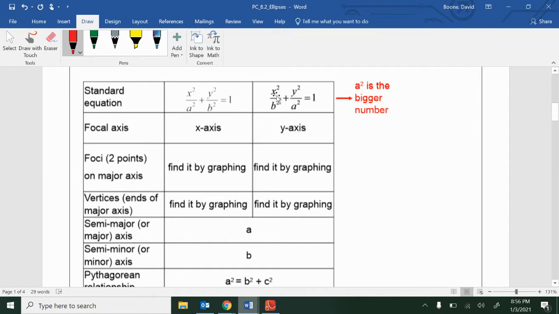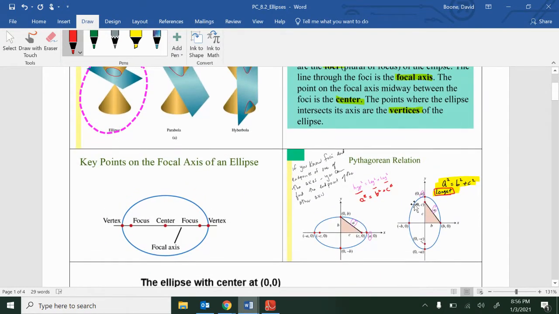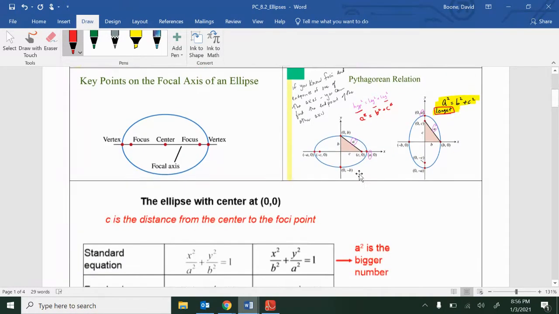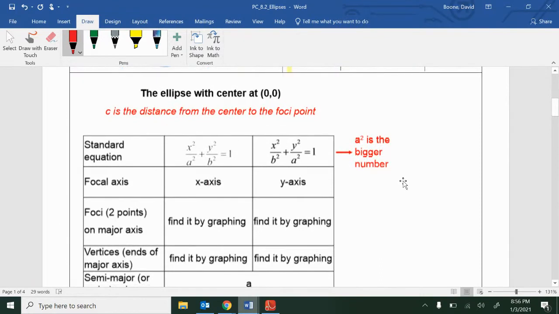Or we could have the b squared underneath the x squared. This is the important difference between these two, again knowing, going back up here, that our a value is our longest. Our a value is our longest. Our a is the biggest number.